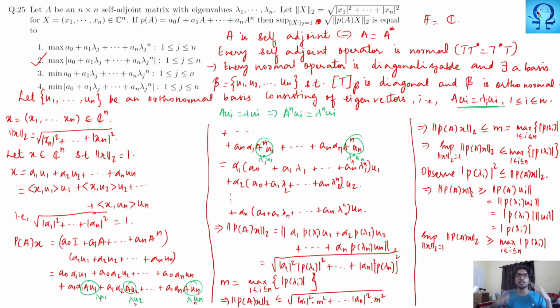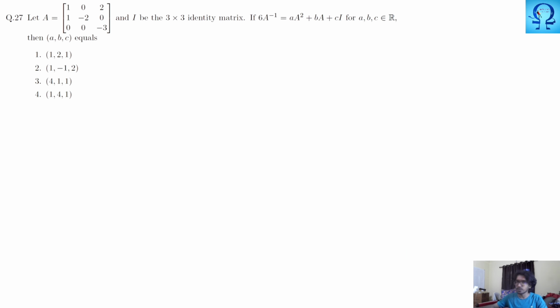So first of all, the ideologies that we must have is, what do we mean by a self-adjoint matrix? For every matrix we can associate an operator to it, and we must know the property of a self-adjoint operator, that every self-adjoint operator is a normal operator, and for a normal operator we can always diagonalize it with the help of an orthonormal basis. So what can we play with orthonormal basis, and that is what we have done, right? Okay, now moving to the next question.